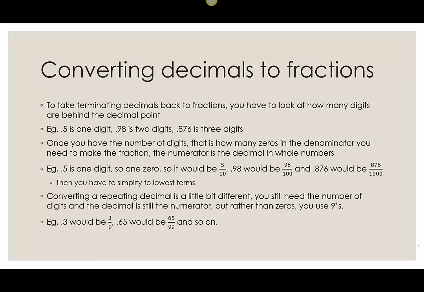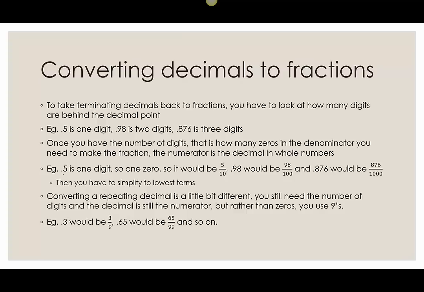Converting decimals back to fractions. All right, so you take your terminating decimals back to fractions. You have to look at how many digits are behind the decimal point. So for example, 0.5 is only 1 digit, 0.98 is 2 digits, 0.876 is 3 digits, and so on and so forth. Once you have the number of digits, that's how many zeros in the denominator you need to make the fraction. The numerator of your fraction is always the decimal in whole numbers.